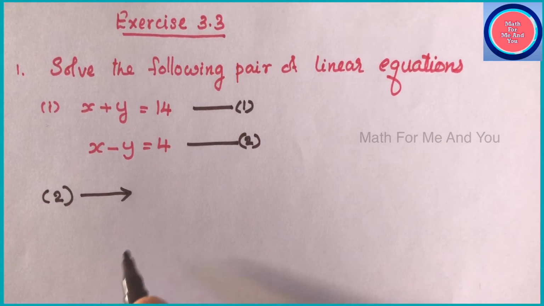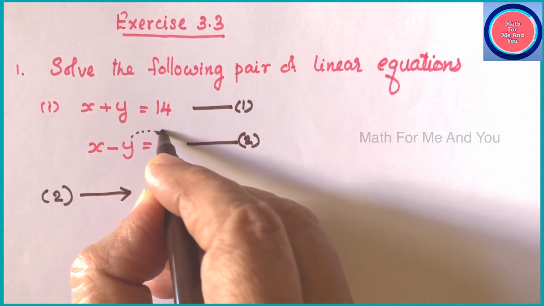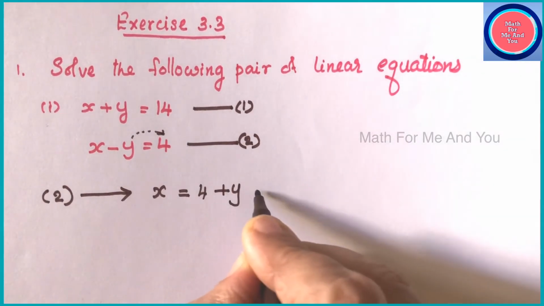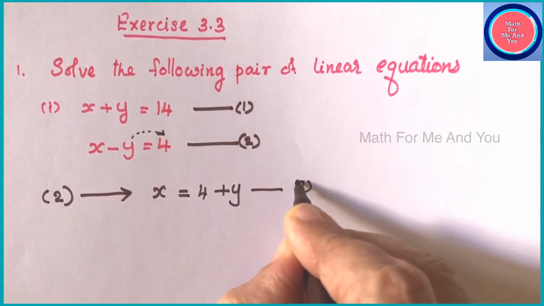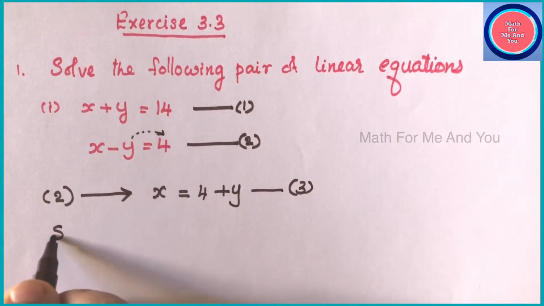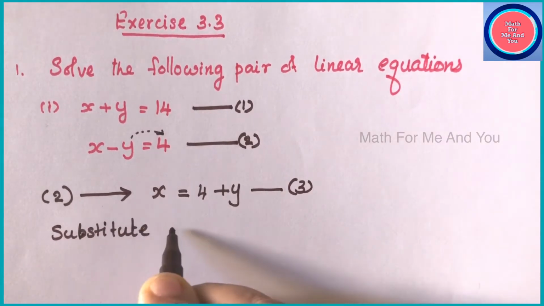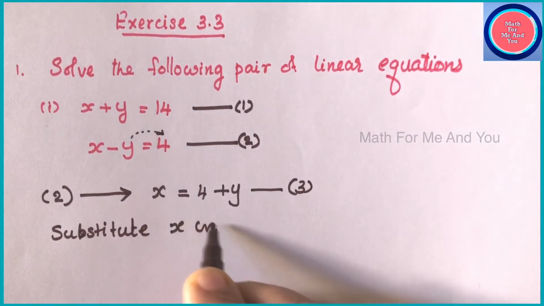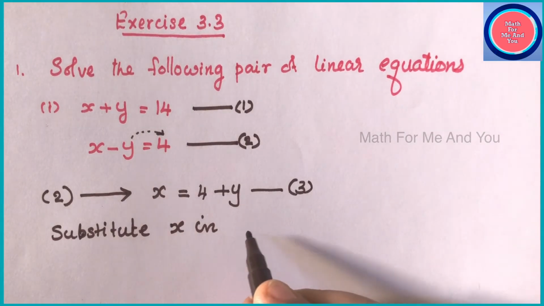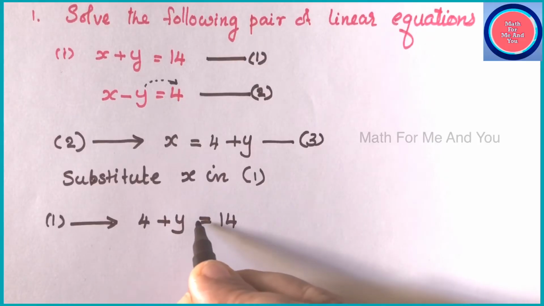From 2, we can select either x or y. Here we can select x because y is negative. We can shift minus y to the other side. Then we get x equals 4 plus y. So we get a new equation and we can mark this as equation number 3. We selected equation 2, so we get a variable x. Now we are going to substitute this value in the other equation. If we select equation 2, we have to substitute in equation number 1 because we have selected equation 2 first. If you are selecting equation 1, we have to substitute in equation 2.